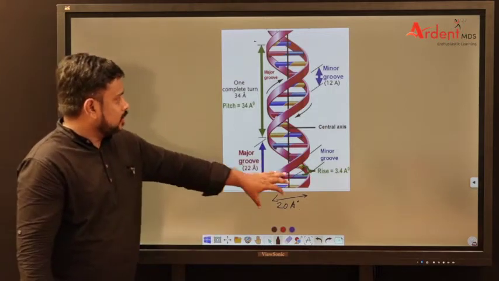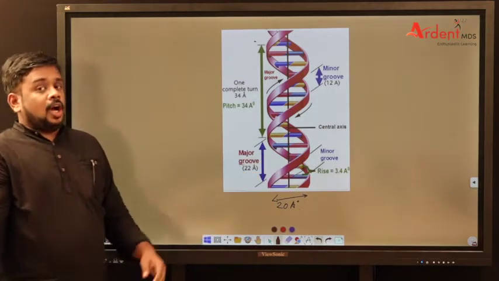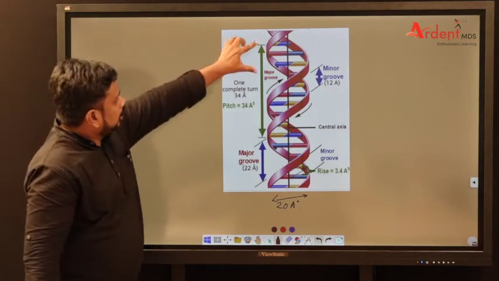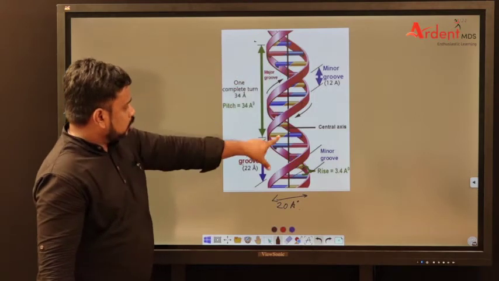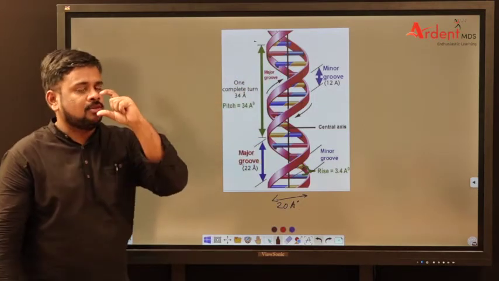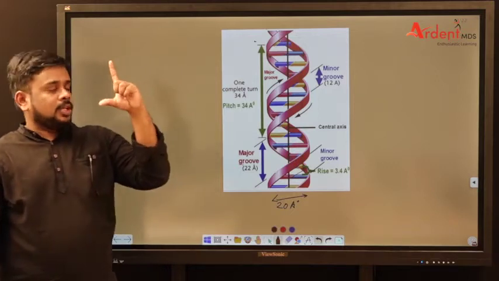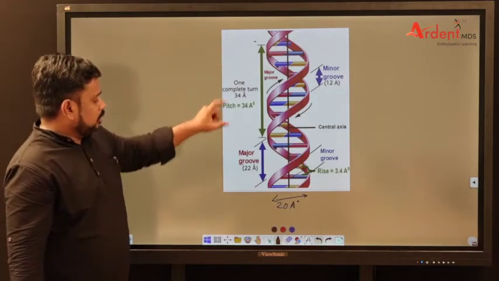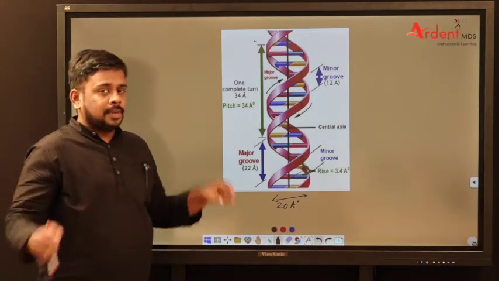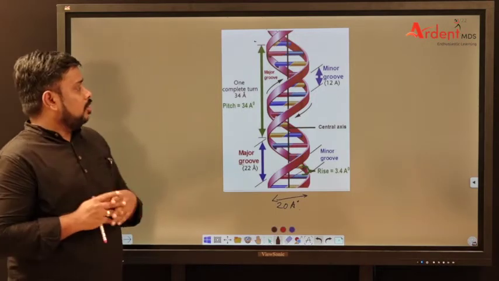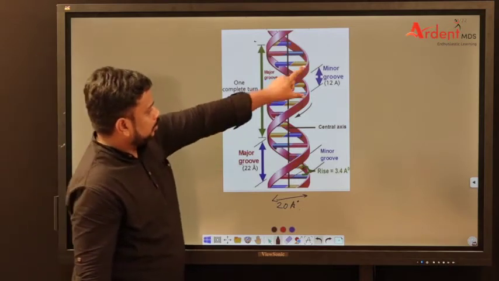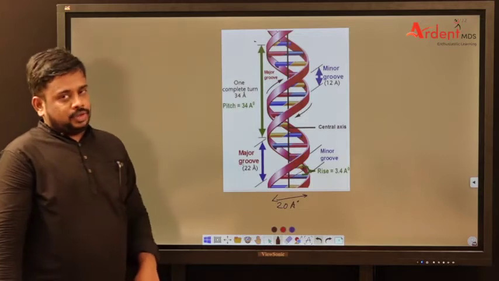Clear? Diameter is 20 angstrom. And how many base pairs is equal to one complete turn? 10. 4 plus 4, 8. 8 plus 2, 10. So 10 base pairs equal one complete turn. One complete turn is called the pitch. The length of the pitch is around 34 angstrom. And when it is coiled, it forms two grooves. One is a major groove. The other one is called the minor groove. Length of the major groove is 22 angstrom and length of the minor groove is 12 angstrom.